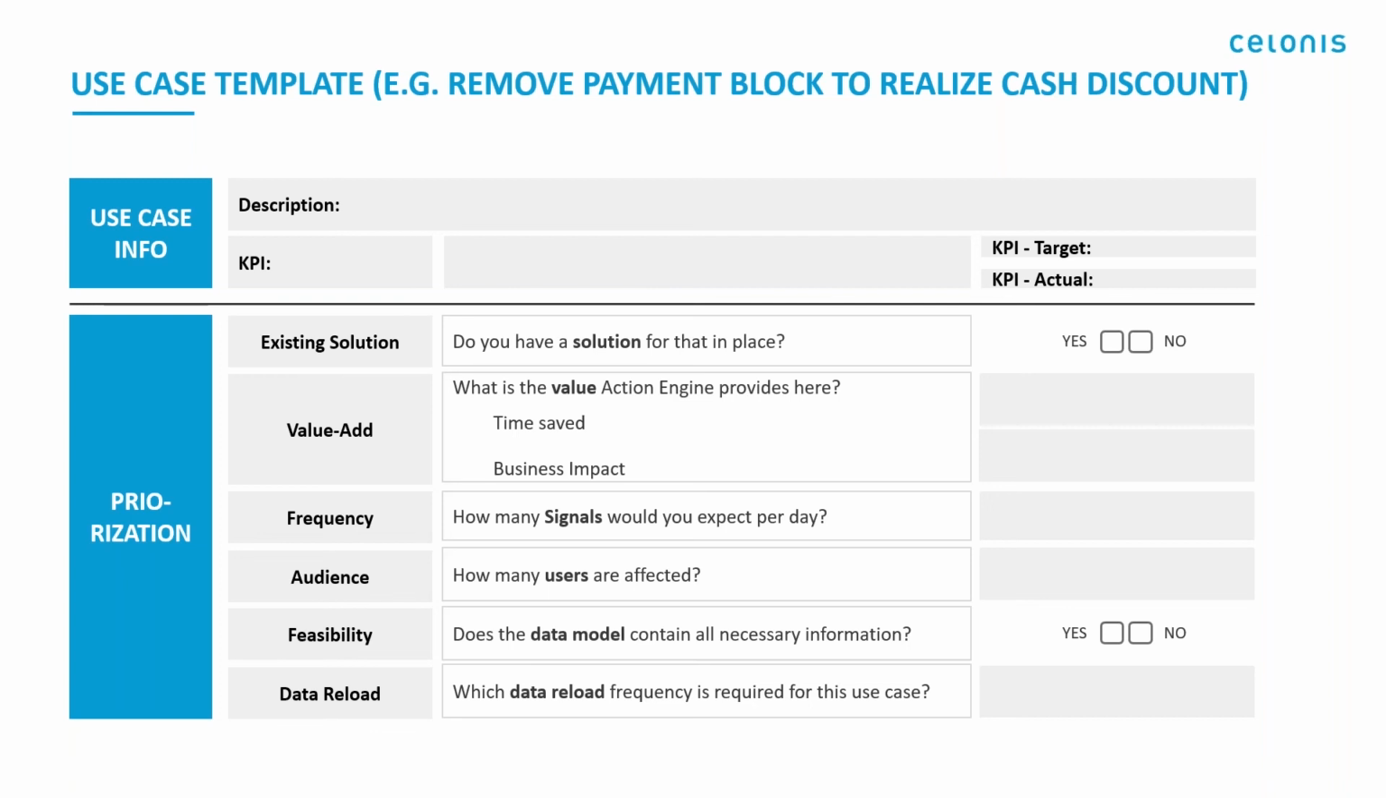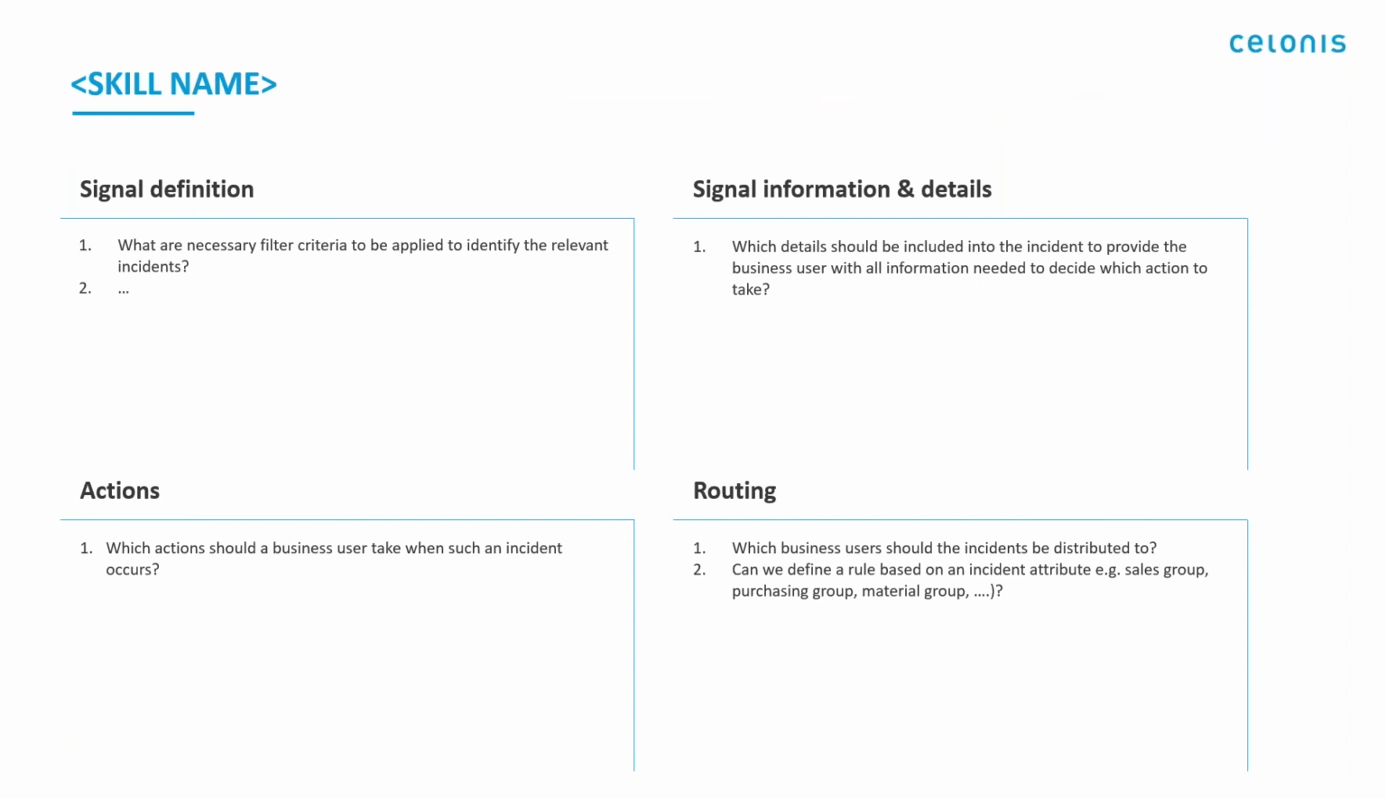As a second template, and then I will provide some examples. Once you have basically quantified the use cases, and once you have prioritized the use cases, and you have decided, okay, those are the 5 use cases that we want to implement at your company, then the last and final step before you can implement is basically the skill specification. So as I've mentioned previously, a skill consists of different elements, namely the signals, the details, the actions, and the routing. And for a particular skill, you should clarify this with the business users.